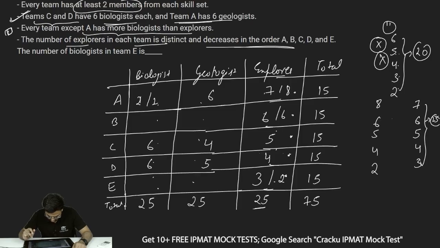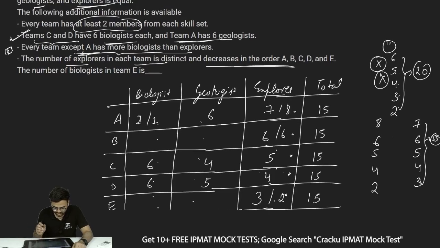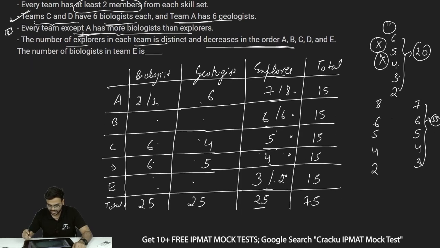Now we have to use one more condition, which is this one, that every team except A has more biologists than explorers. Again, this is either 6 or 6, so this will also be 6 only. Now the number of biologists is more than explorers except A, so this value will be either 7 or 8 or 9.